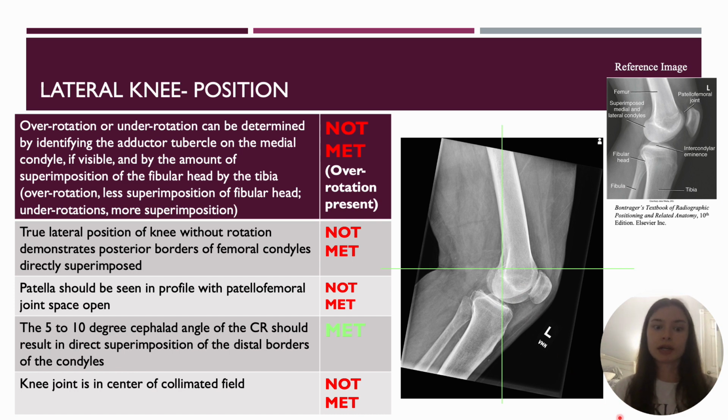The next criteria is the knee joint is in the center of the collimated field, and I said not met for this one because once again we are centered a little bit too high right here since that joint space is down here.